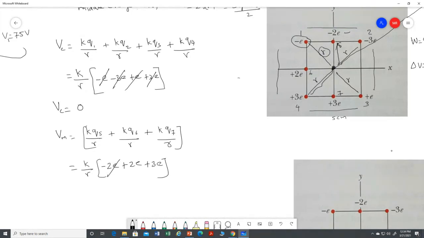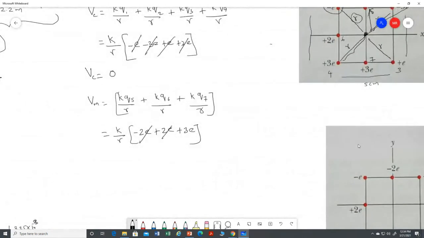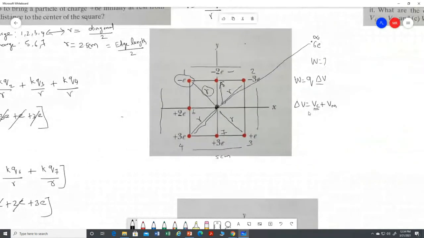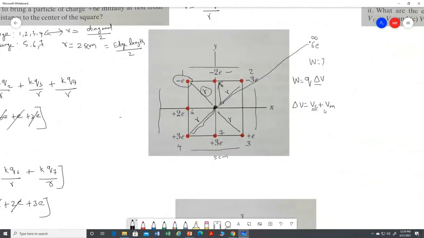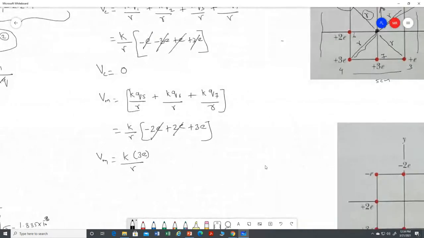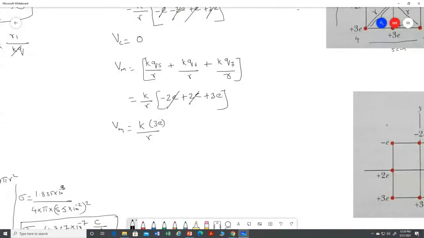Now you can see plus 2E minus 2E is cancelled. And finally what did I get? I got the middle potential, which is equal to K multiplied by 3E divided by R. Am I right? Yes. Okay. Now I have to find the value of potential, because here I wrote the formula. What is the potential value, my dear? Change in potential, which is nothing but corner potential plus middle potential. Am I right?